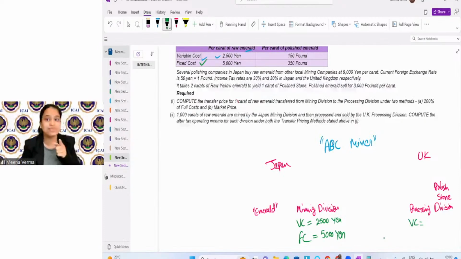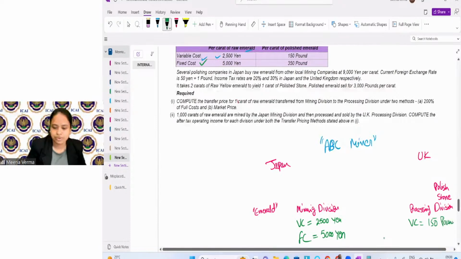Pound. Currency is different now, right? Last example was very simple because the currency was the same. It was all given in Indian rupees. But here, what is happening? Currency is different. So variable cost for the processing division is 150 pound. And the fixed cost here is 350 pound.